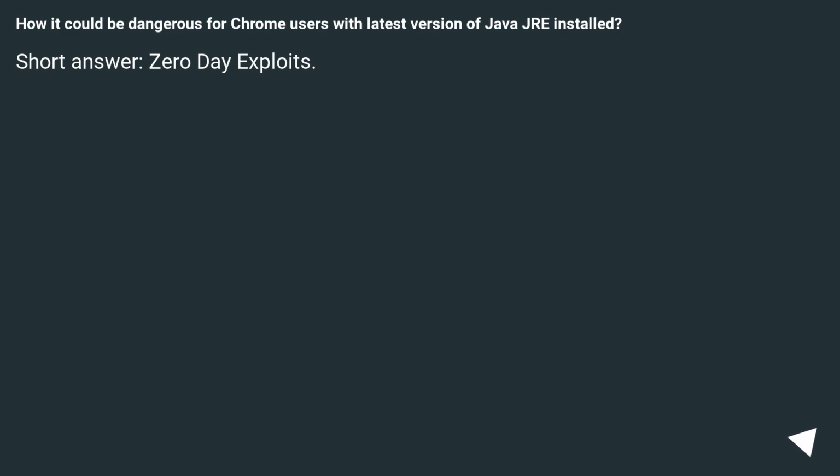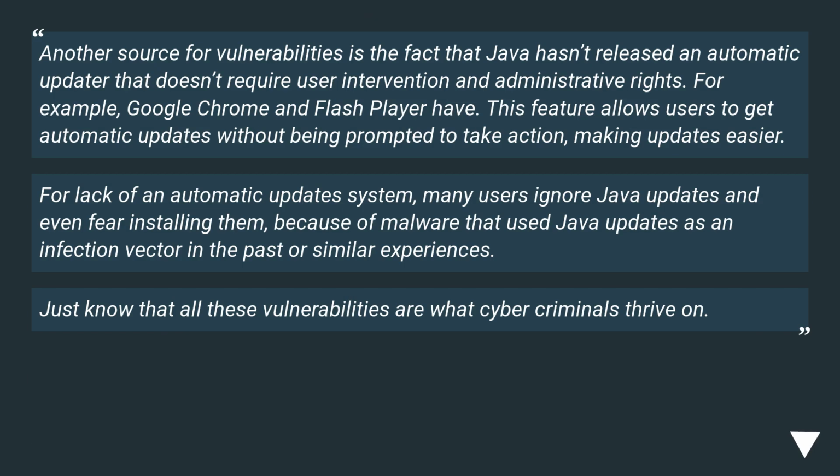How could it be dangerous for Chrome users with the latest version of Java JRE installed? Short answer: zero-day exploits. Another source of vulnerabilities is the fact that Java hasn't released an automatic updater that doesn't require user intervention and administrative rights. For example, Google Chrome and Flash Player have. This feature allows users to get automatic updates without being prompted to take action, making updates easier.